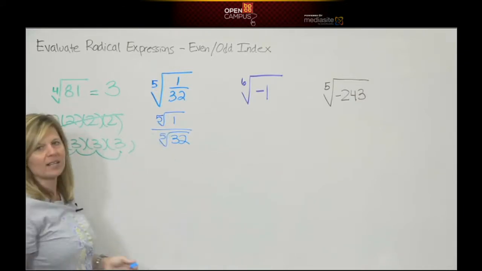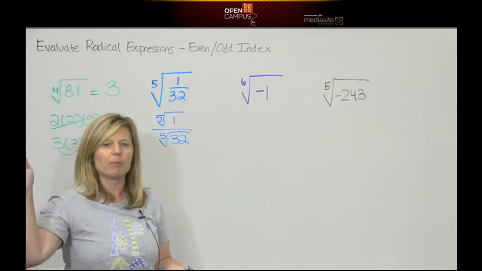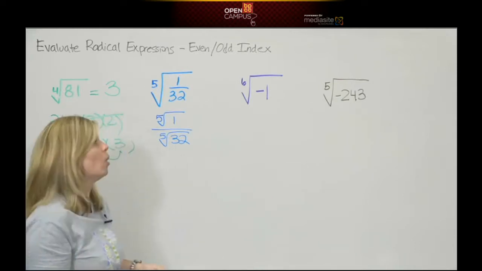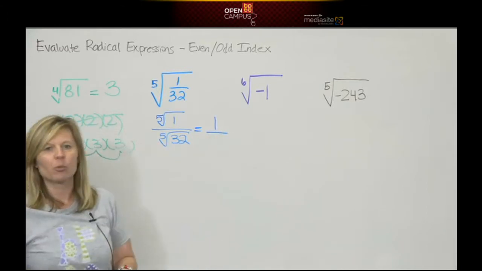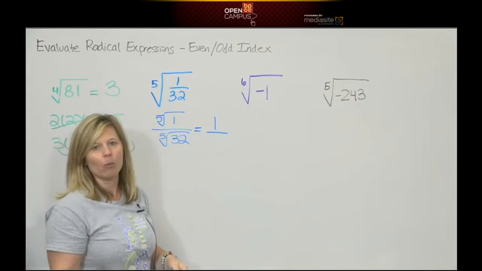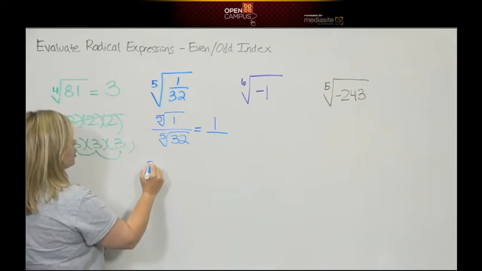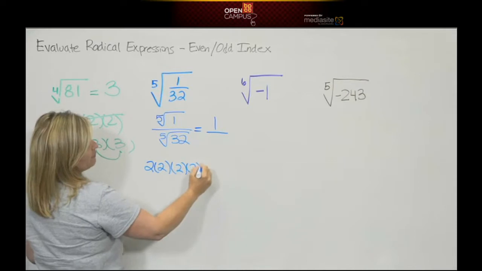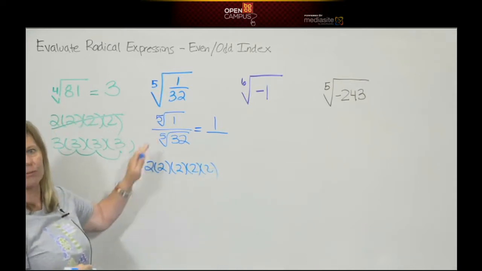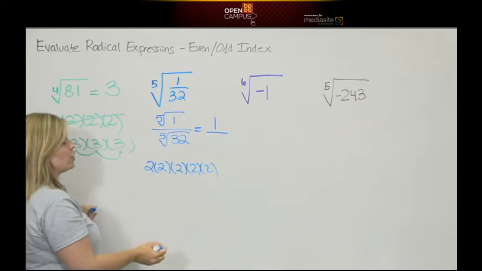So the fifth root of 1 is easy. What's the only number you can multiply 5 times to give you 1? That would be 1. The fifth root of 32, we're going to have to think for a minute. Well, we know it's not 1. So the next thing I would try is 2. If I take 2 and multiply it 5 times, because that's what fifth root means, let's see if we can get our 32.